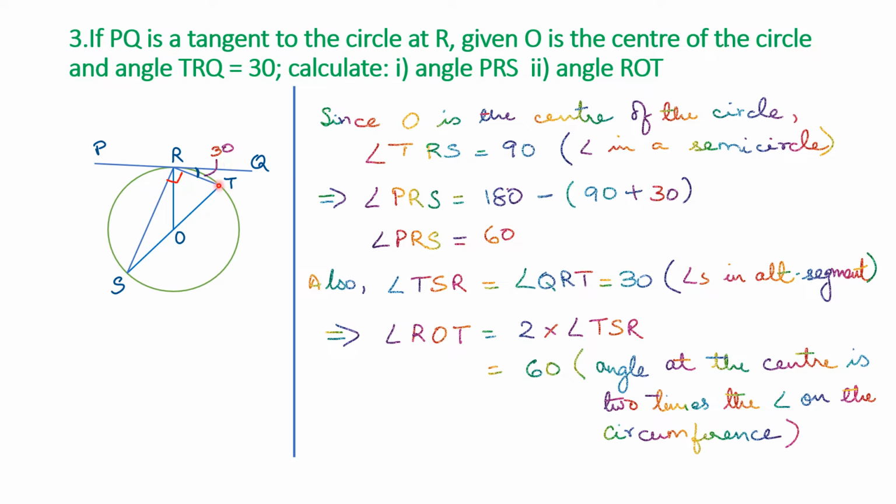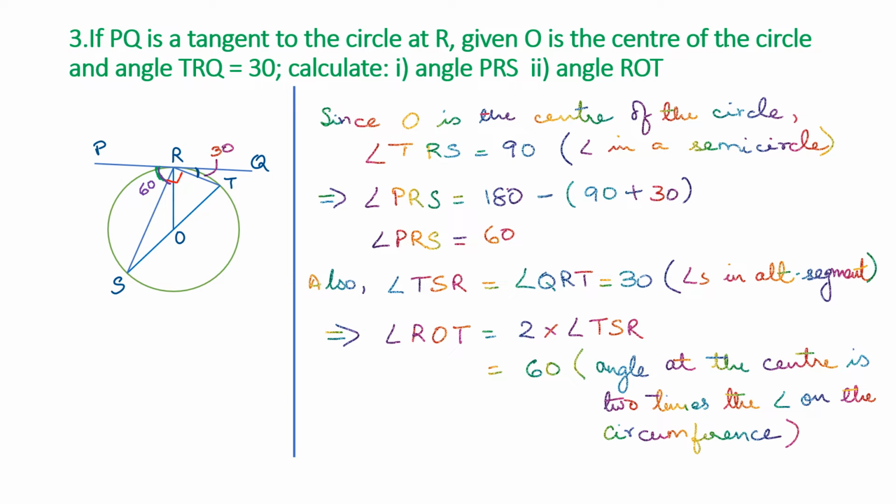Now we are also given that angle TRQ, this small angle, is equal to 30 degrees, which implies that, since we have been asked what is angle PRS, if this is 90 and this is 30, this angle is going to be equal to 180 minus 90 plus 30. So this whole angle is equal to 180. From that I am subtracting 90 and 30. That will give me angle PRS is equal to 60 degrees.